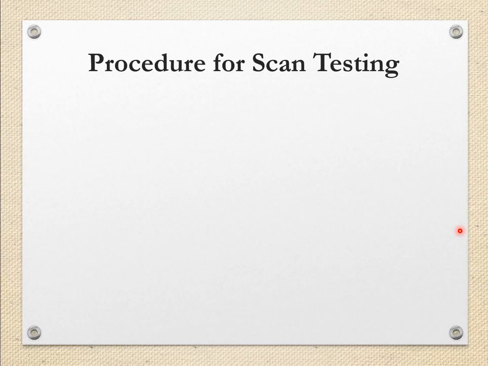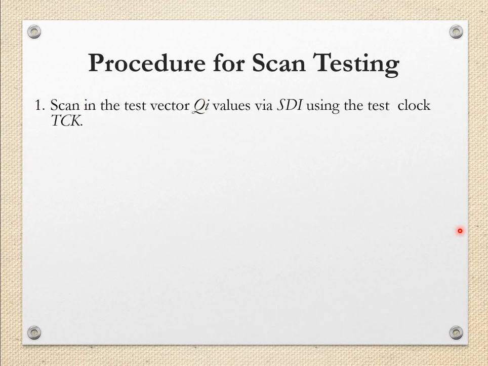So what is the procedure for this scan testing? Scan in the test vector Qi values via SDI using the test clock TCK. SDI is the scan data input, and the clock signal is used for controlling all the flip-flops in the chain during the shift phase and the capture phase. An arbitrary pattern can be entered into the chain of flip-flops and the state of every flip-flop can be read out.